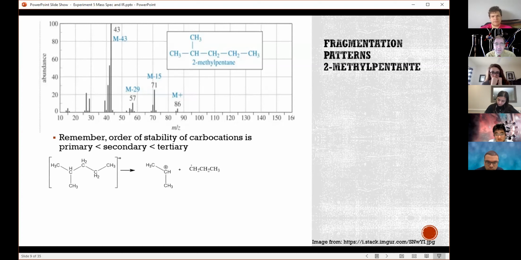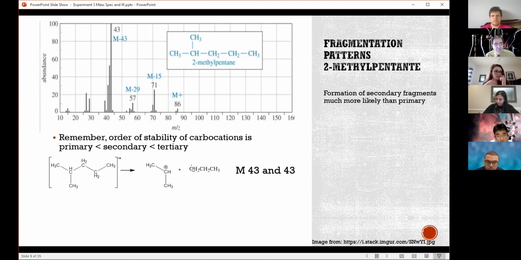So if you look at that, here's our 2-methylpentane. If we break the molecule right here next to the branching, then what we're left with is this branched carbocation. Well, that's secondary, that's good. And that's going to give us masses of 43 and, well, actually 43. Both of these are ethyl groups essentially, and that's where we get this nice big peak here at 43.